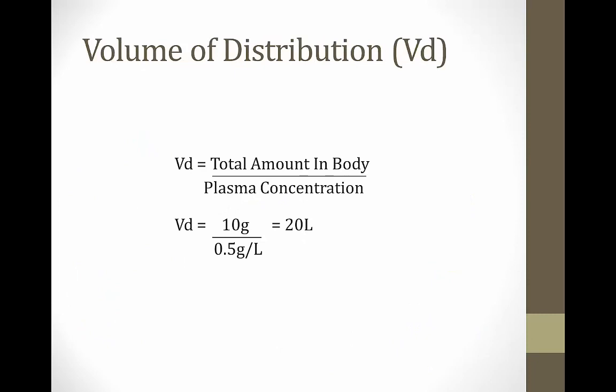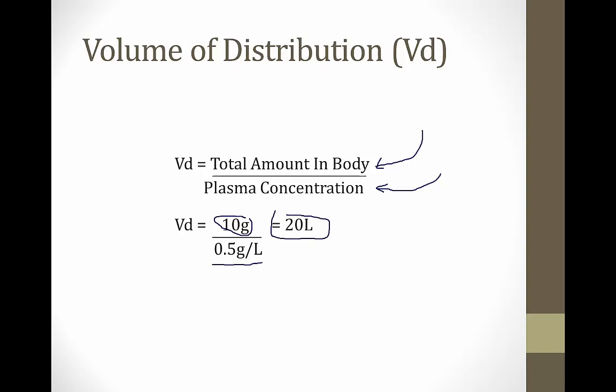So if you understand what I just said on the last slide, then you can understand how we calculate the volume of distribution. We inject a known amount into the body, and that's the total amount we've put into the body, and we allow it to equilibrate, and then we measure the plasma concentration, and we simply divide these two numbers. So for example, if we injected 10 grams and we achieved a concentration in the bloodstream of 0.5 grams per liter, the volume of distribution of that 10 grams for that drug must be 20 liters.